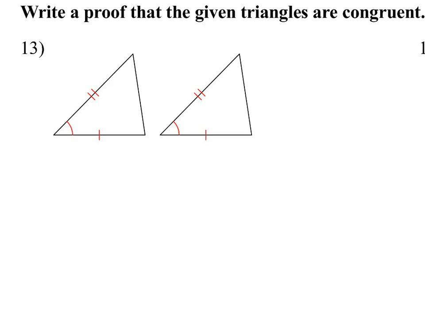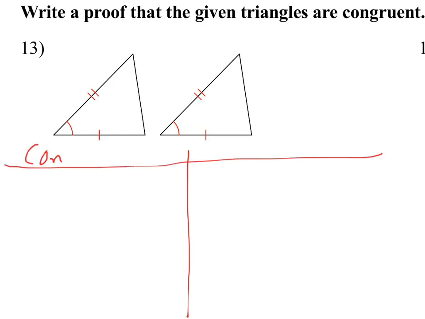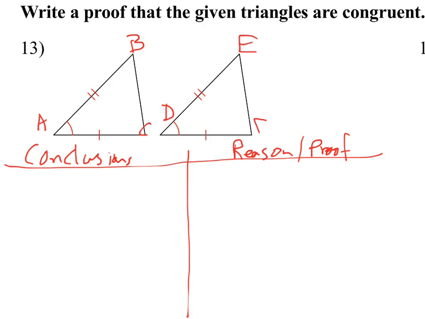The last section, you're supposed to write a proof to show that the triangles are congruent. So this is really just breaking down the process into a series of steps for you. On the left, you have your conclusions, and on the right side, you have your reasons or your proof for each of your conclusions. It makes it a lot easier if you have these triangles labeled. So I do A, B, C, and then D, E, F. And now I'm going to start with the givens.